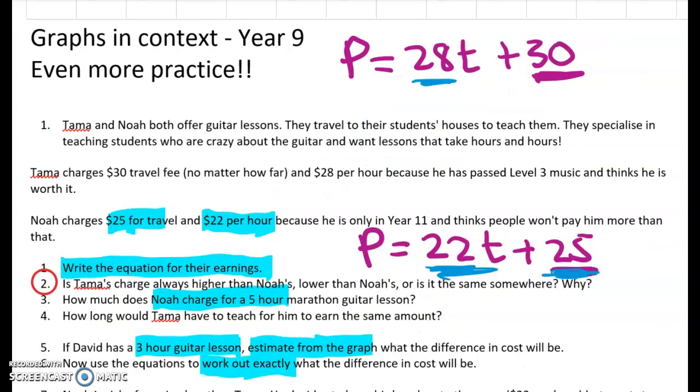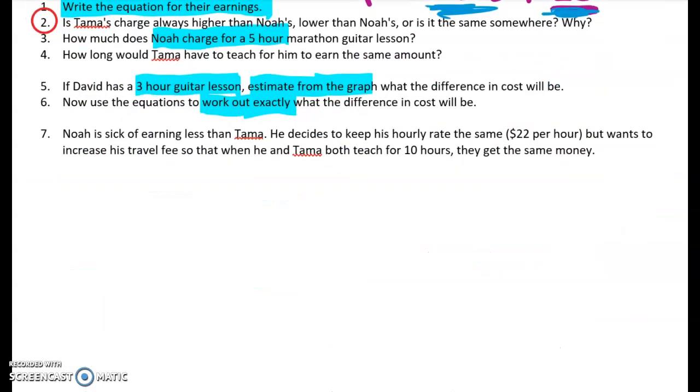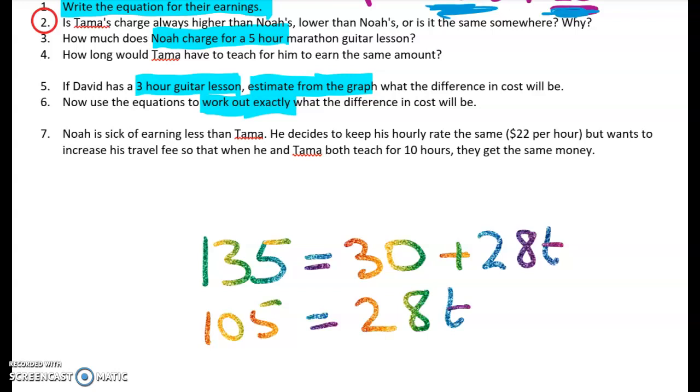Okay, and how long would Tama have to teach for him to earn $135? So now I'm going to take this equation and I'm going to solve it for 135. Let's see what we get. We know that Tama won't have to work as hard. So 135 is equal to 30 plus his hourly rate of 28t. Subtracting that there, 105 is equal to 28 times t.